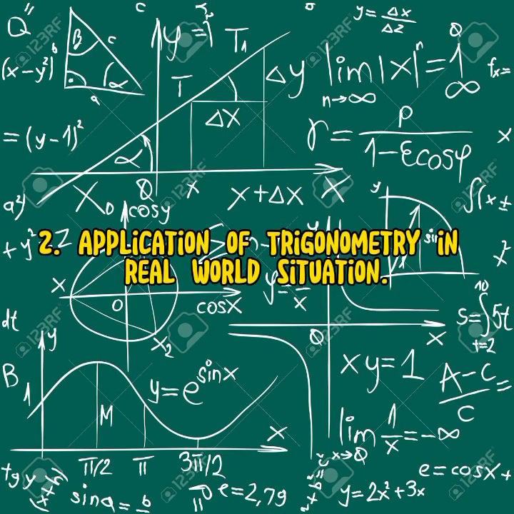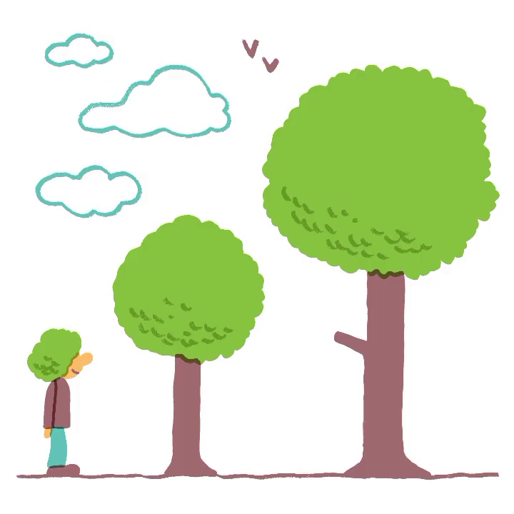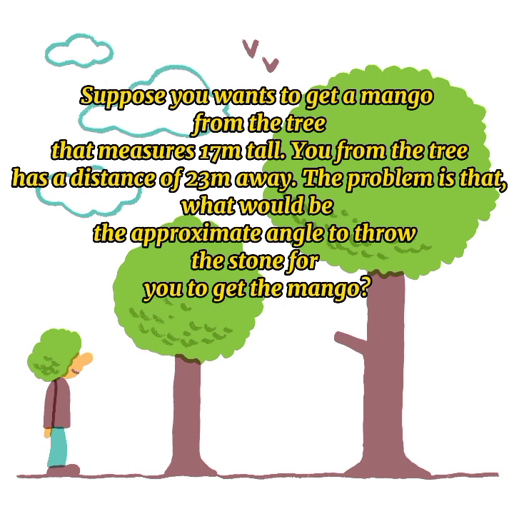So now let us proceed to the application of trigonometry in real-world situations. So here's the problem. Suppose you want to get a mango from a tree that measures 17 meters tall. You are at a distance of 23 meters away from the mango. The problem is, what would be the approximate angle to throw the stone for you to get the mango?